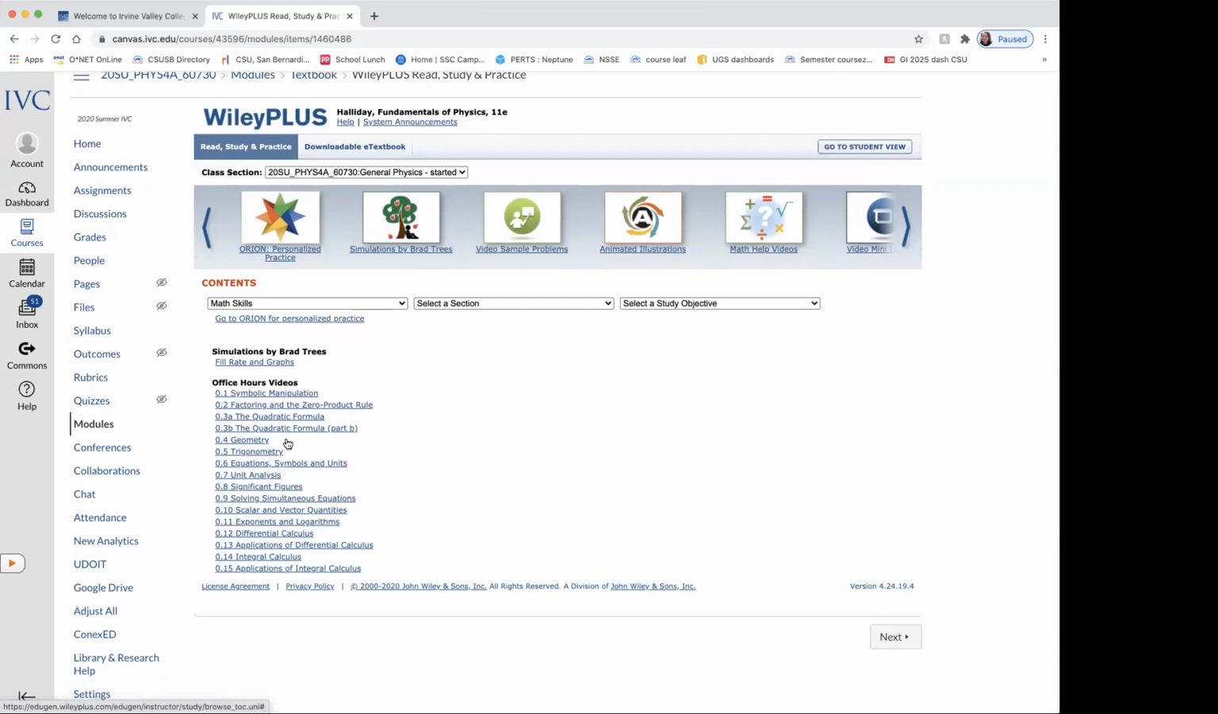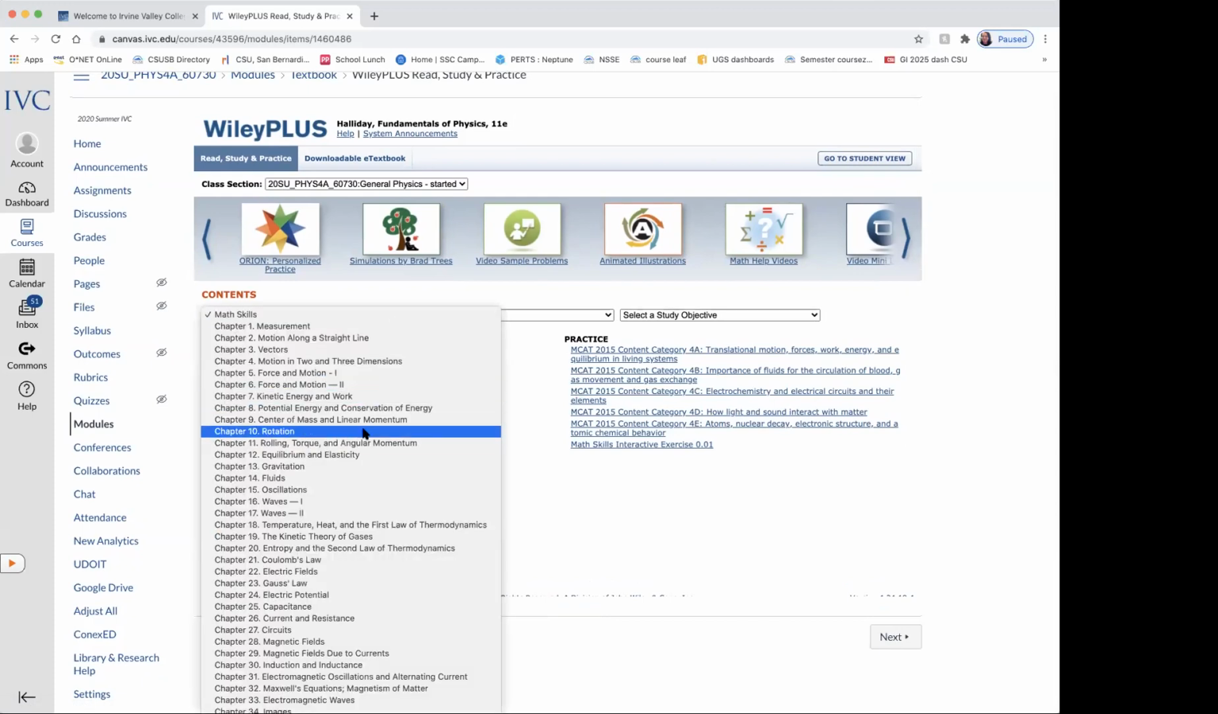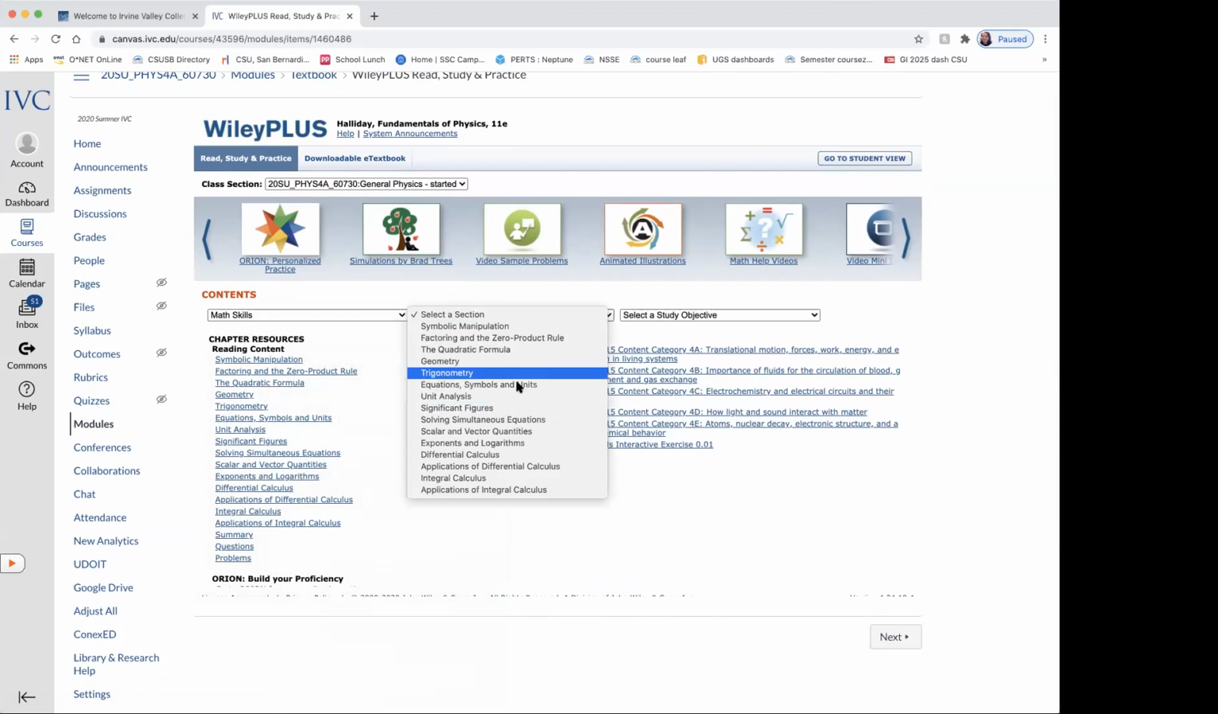These are like Khan Academy sample problems, video sample problems. But as you can see, here we have all of our chapters. In fact, the entire book is here. I hope that's not just for me. I hope that's for you as well. You have MCAT and math skills interactive exercises. You can go to any section.